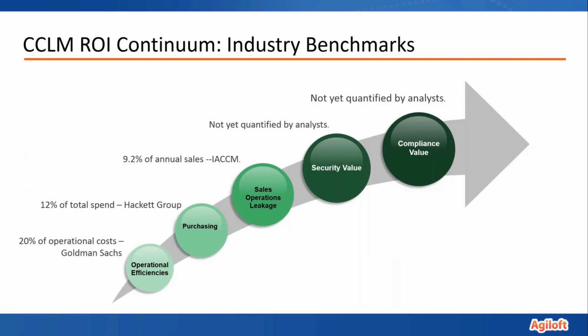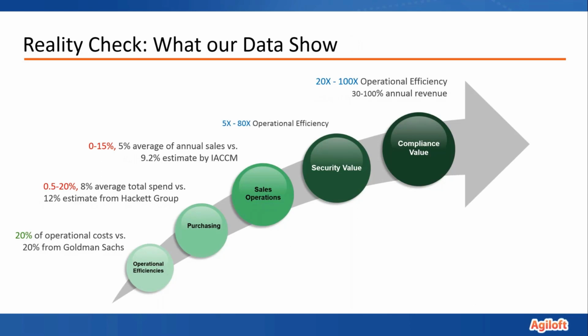But there are no benchmarks for security and compliance value, so how do we calculate the value for these metrics? After talking with our customers' business stakeholders, we were able to determine a value model that takes security and compliance into account. Now let's check those benchmarks with what we saw in the real world of our customer data. Customer data from savings from operations ranged from 5% to 33%, with an average percentage savings around 20%, consistent with Goldman Sachs' estimate. For savings from purchasing, our customer data showed a savings range from 0.5% to 20% of total spend. The average came in at 8%, which is 4% below what the Hackett Group estimates.